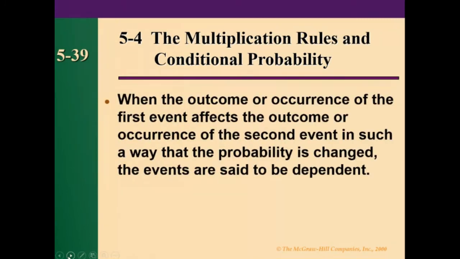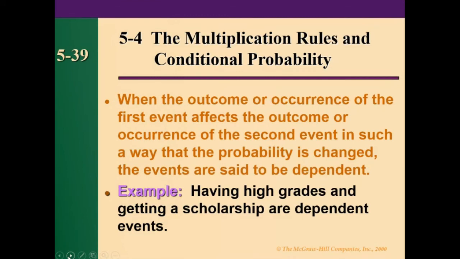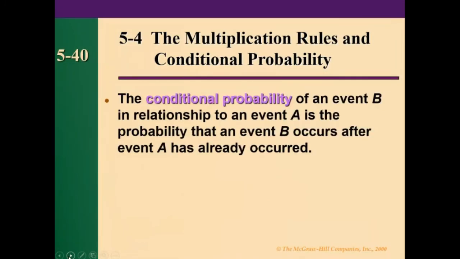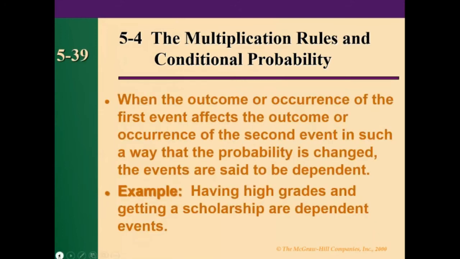When the outcome or occurrence of the first event affects the outcome or occurrence of the second event in such a way that the probabilities change, the events are said to be dependent. Example, having high grades and getting a scholarship are dependent events. The conditional probability of an event B in relationship to an event A is the probability that event B occurs after event A has already occurred. Di ba? Parang kanina, in real life ganito. If you have high grades, it could affect, 'di ba, your application of getting a scholarship.